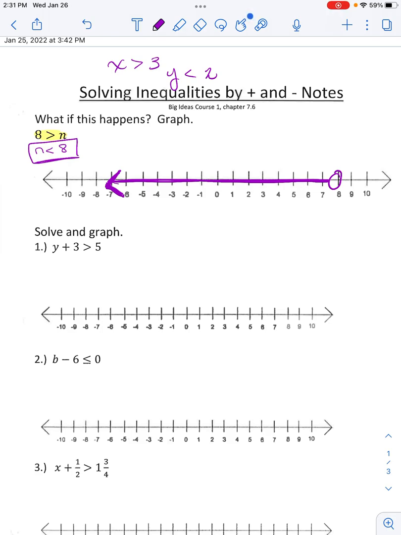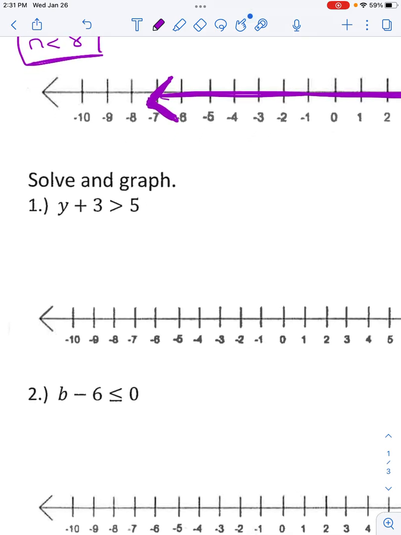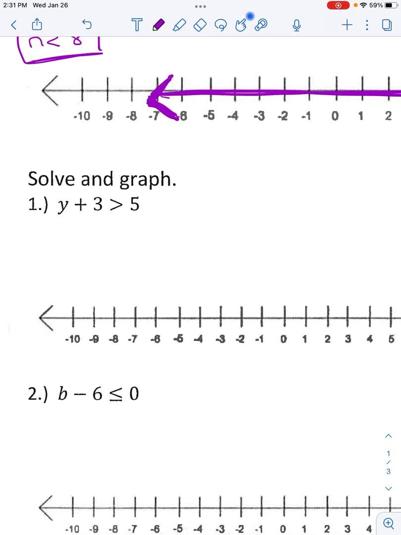Solving inequalities when we're adding and subtracting. Again, we're always going to undo addition with subtraction. We're always going to use the inverse operation. So if it says y plus 3, we want to get y by itself, so we're going to do the inverse and subtract 3 from both sides, and you are going to show your work.